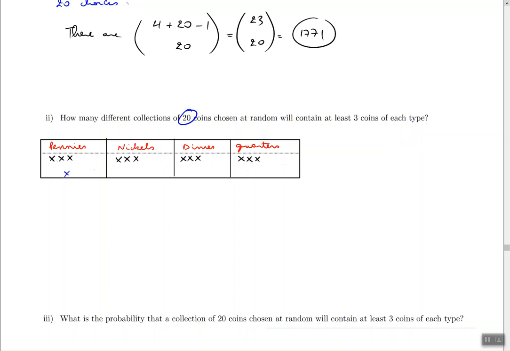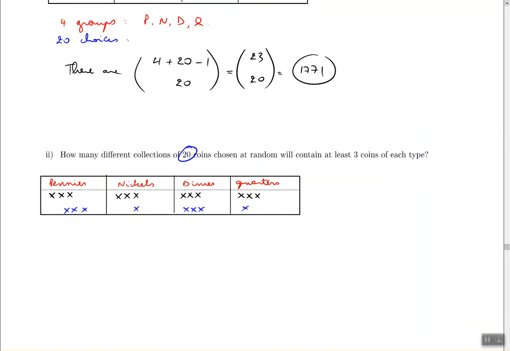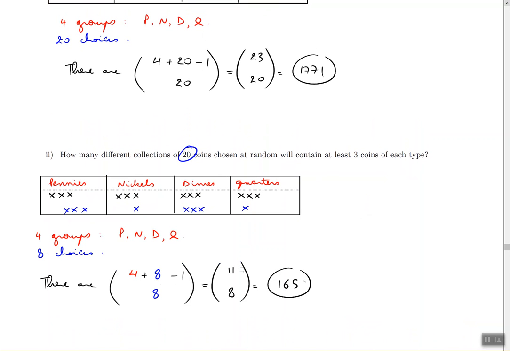So I could put those all in the pennies section. I could put some of them in the dime section maybe. I could put some in the quarters, some in the nickels, or whatever. Okay, so basically in this case, I only had 4 groups, but I only had 8 choices to make. And the total this time is 165 possible different coin collections, basically.